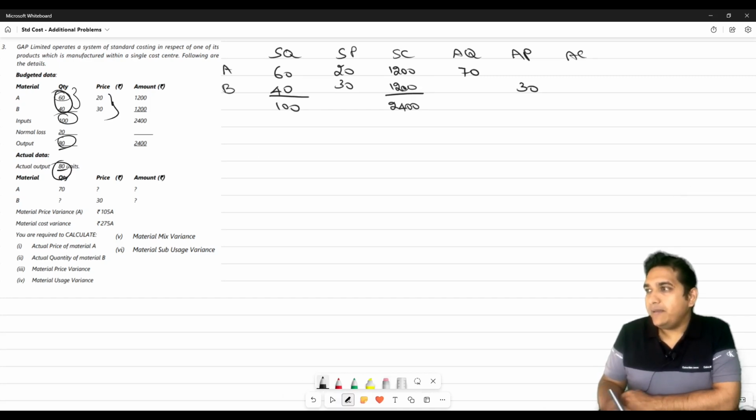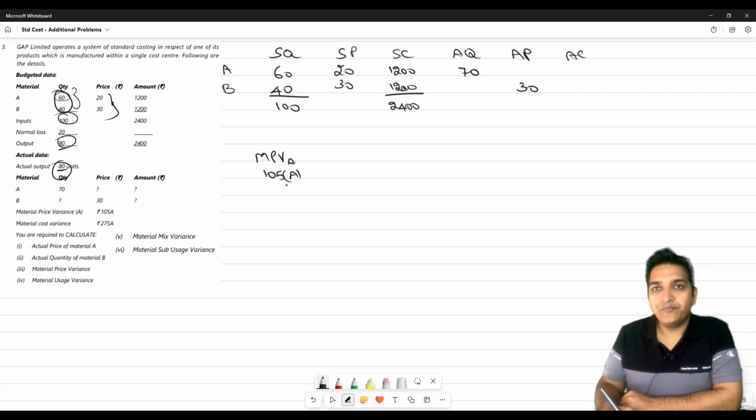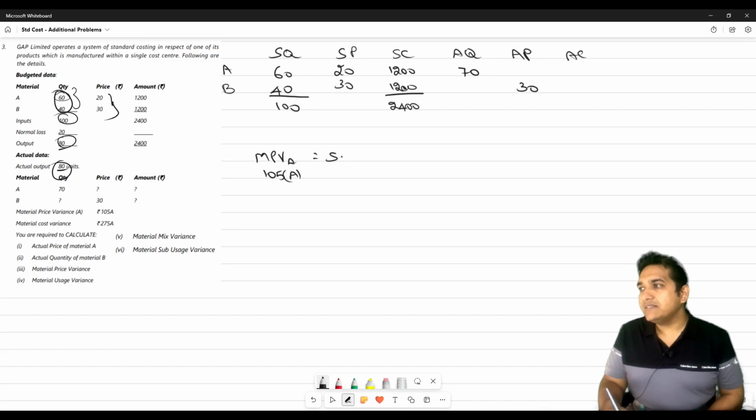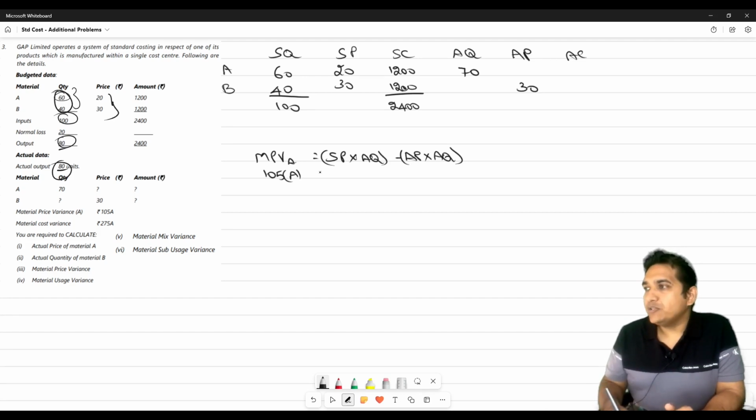The question says the material price variance of A is equal to 105 adverse. So what is the formula for material price variance? If you remember, it is standard price into actual quantity minus actual price into actual quantity. Now in this formula, we will substitute whichever values we know. So do we know the standard price? Yes, it is 20. We know the actual quantity, which is 70, minus we do not know the actual price, but we know the actual quantity, right?